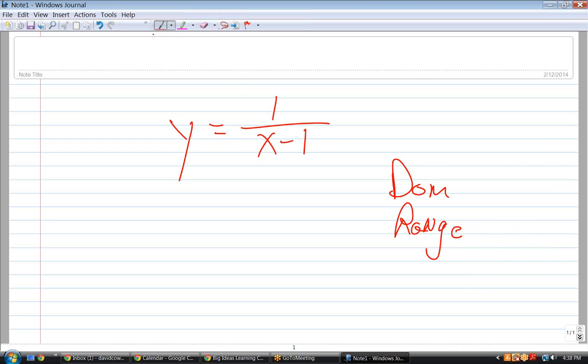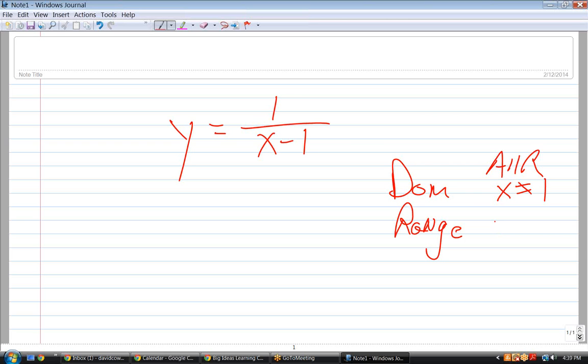Anything but 0 minus 1. Actually, x could be 0. You see why? Anything but 1. So all reals, x not equal to 1. How about y? What's the range?